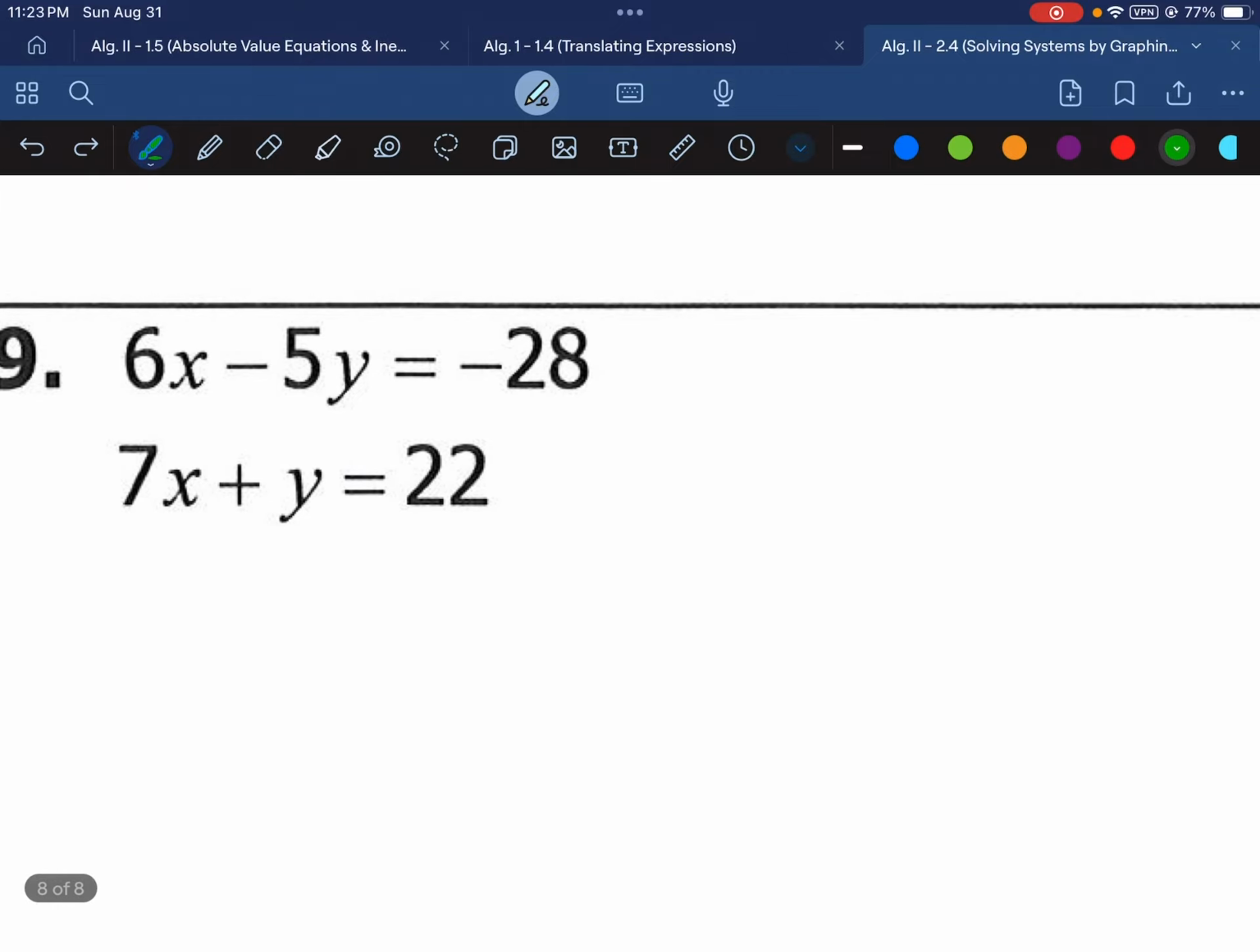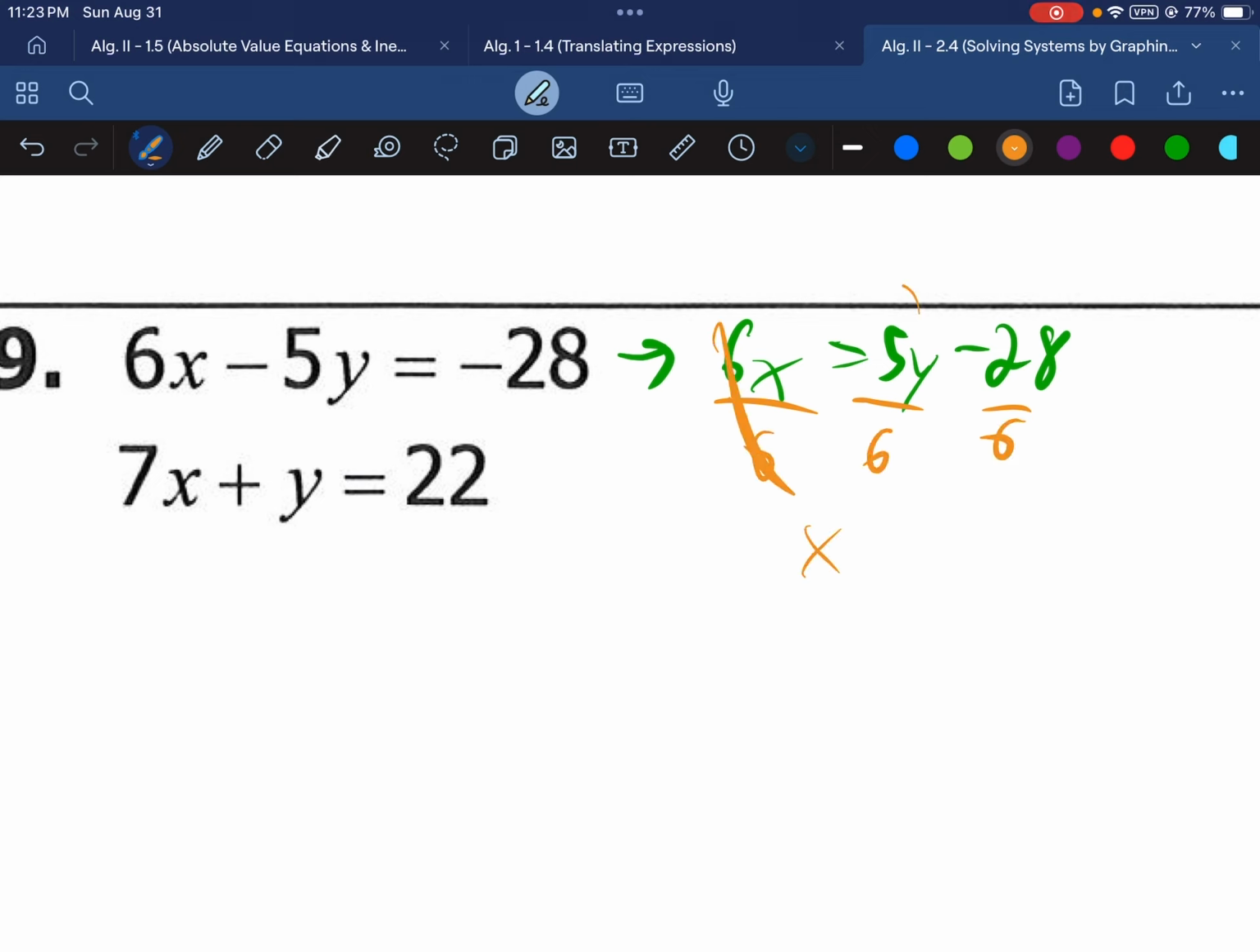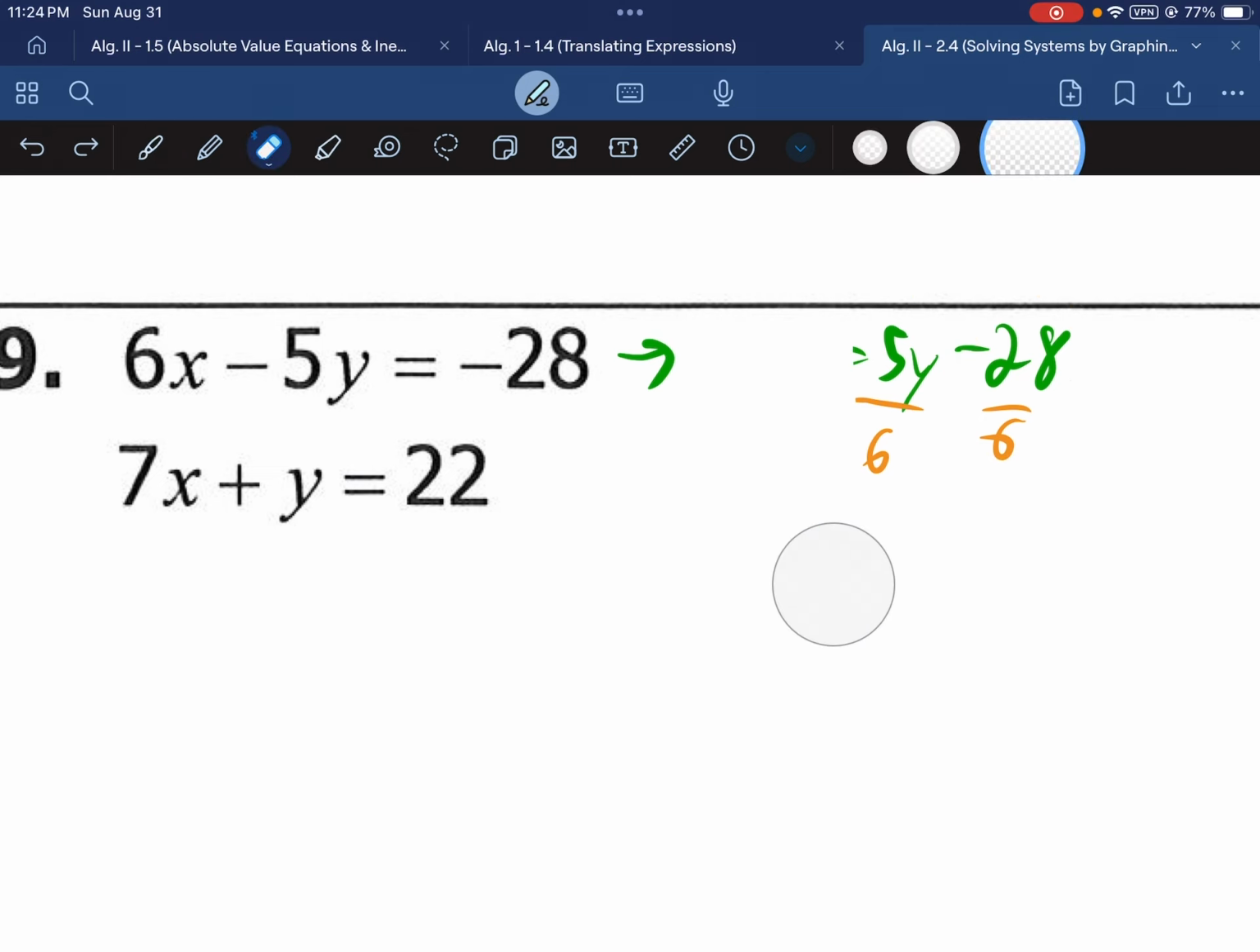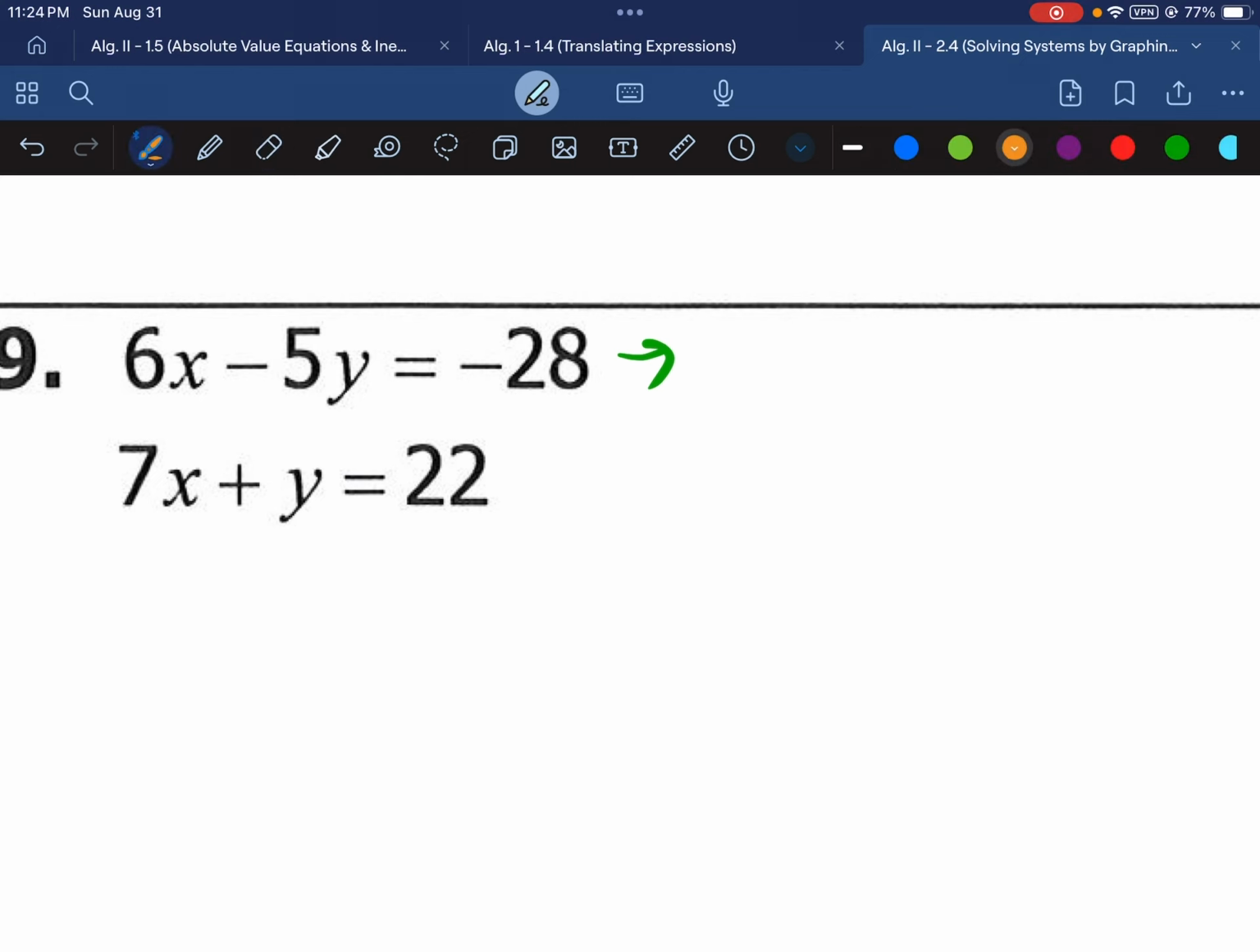If I do that, I would be adding the 5y to start, and I would get 6x equals 5y minus 28. And then I'm dividing everything by 6, and we notice, wait a second, 5 doesn't divide by 6, and 28 doesn't divide by 6. And we're going to be left with a bunch of fractions. So that's probably not our ideal method, even though it would work. You always could do that. It's probably not our most ideal scenario.